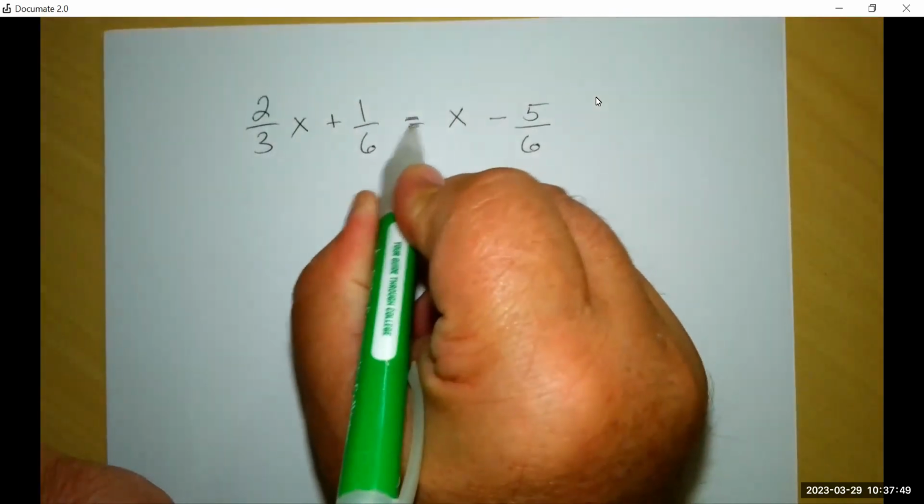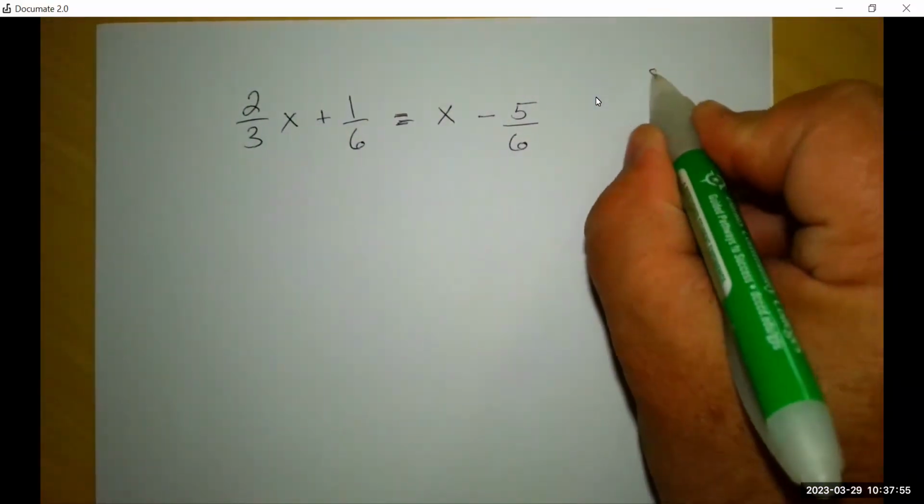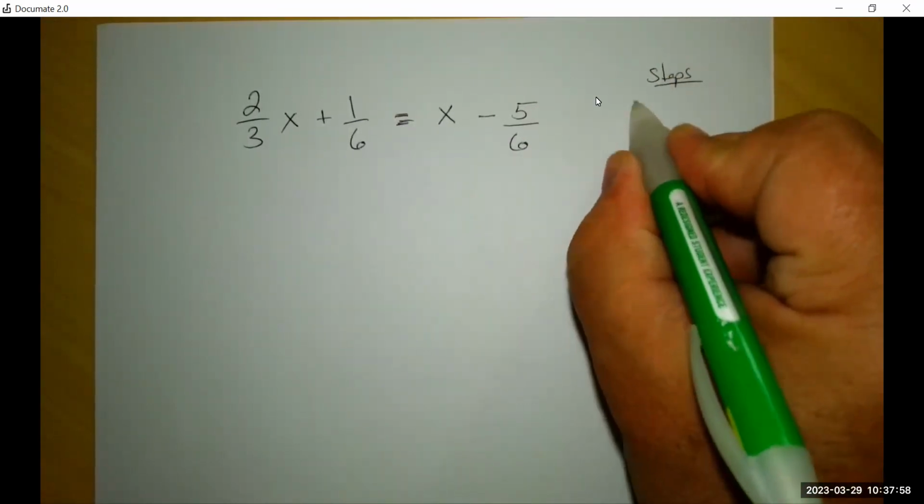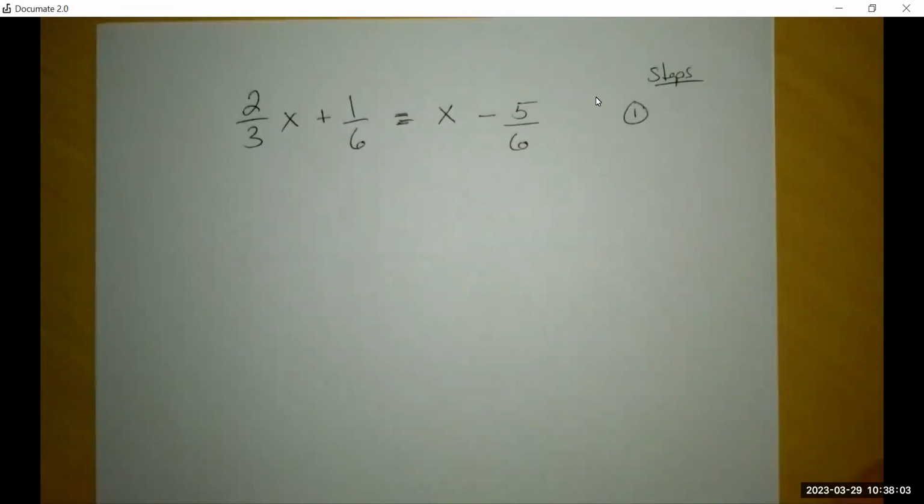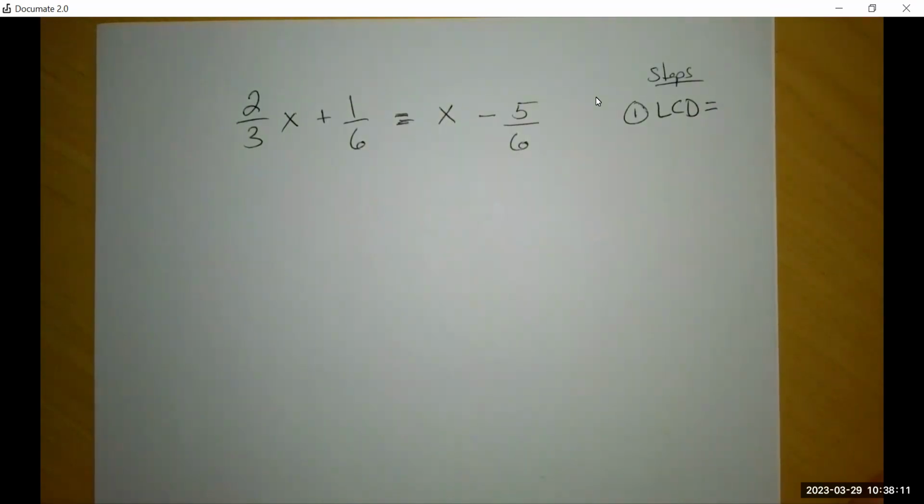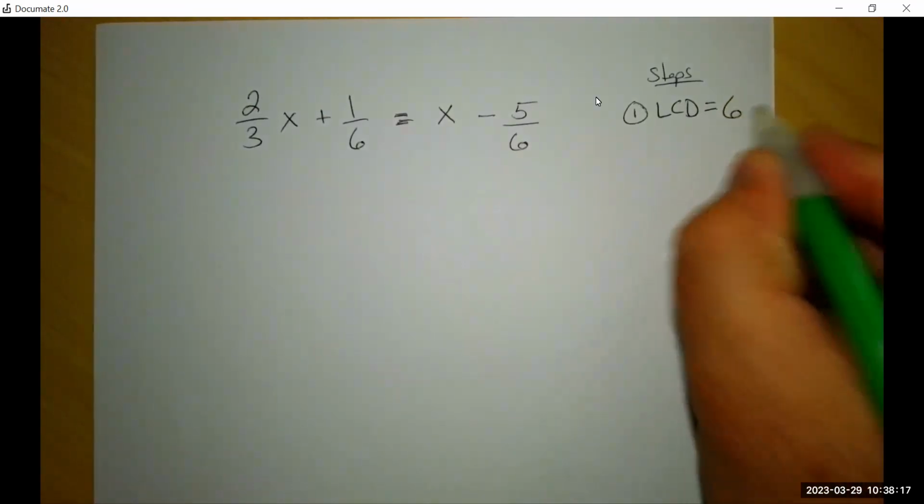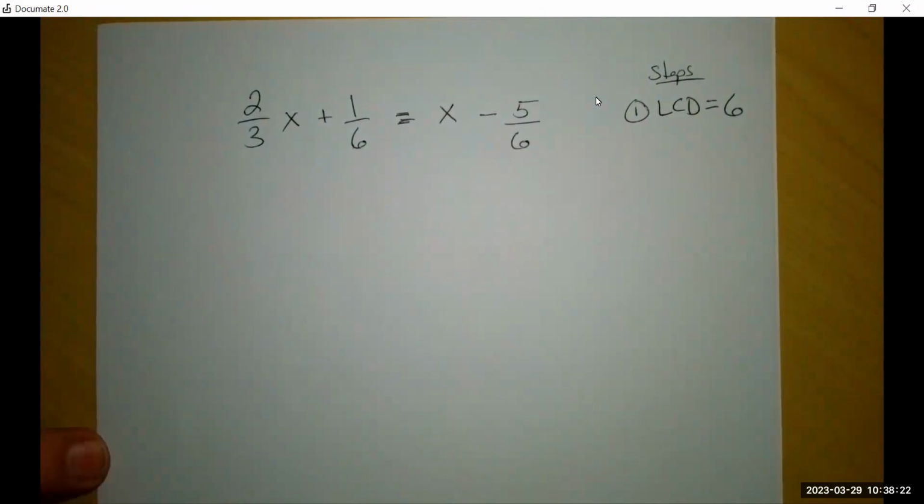Okay, there are fractions and there's an equal sign. What do we do? No, read the last page I put on the board. What's the first step? Find the LCD. What's the LCD? 6. The smallest number that all of these fit into is 6. So that's the LCD. That's the first step.